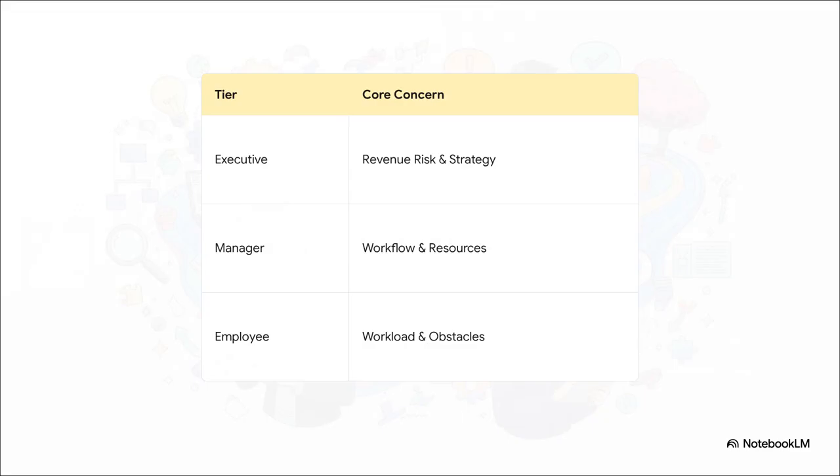Now, what's really interesting about this is how organizational alignment is super tricky, mostly because different tiers experience the exact same problem totally differently. Executives? They're looking at high-level revenue risks and overall strategy. Managers, well, they're stressed out about workflow disruptions and constrained resources. And the employees on the ground? They are feeling the direct crunch of heavy workloads and super frustrating day-to-day obstacles.